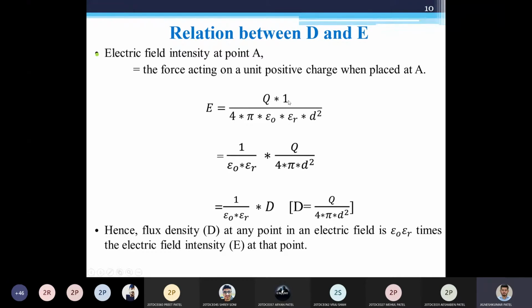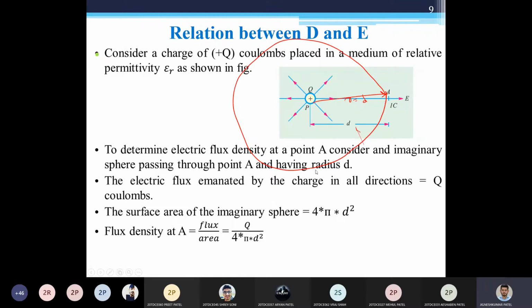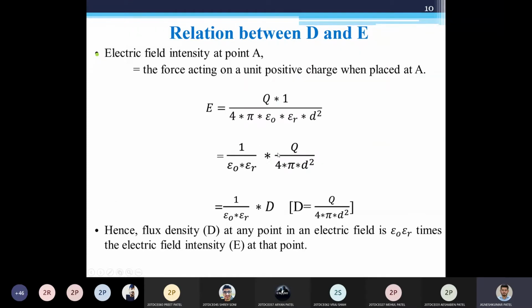From that, this Q2 is 1. That's why it has been put as 1, and we know the other values. Now from this, I'll separate out 1 upon epsilon 0 and q upon 4 pi d square. If you look at this term, we have already seen this q by 4 pi d square over here. It is nothing but flux density. So this is flux density.